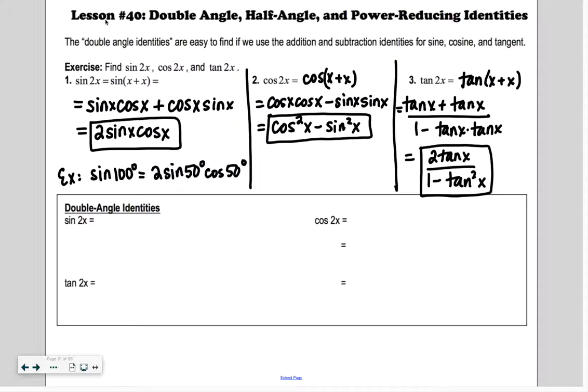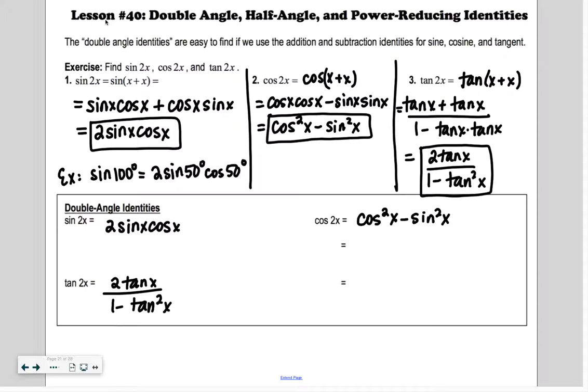Sometimes we call them the addition and subtraction identities. So that's what goes in this box. The sine of 2x is 2 sine of x cosine of x. The tangent of 2x is 2 tangent of x over 1 minus tangent squared x. And then the cosine of 2x can be written in 3 different ways. The first one is the one that I always remember, cosine squared x minus sine squared x.